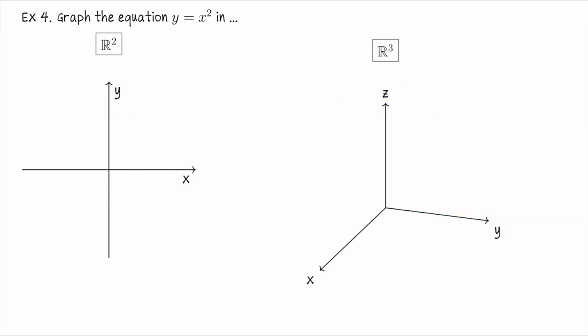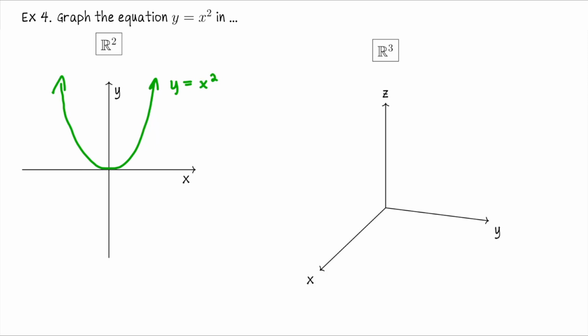Let's look at a similar example. So let's graph y equals x squared in R2, and then we'll move it over to R3. Okay, so starting in the xy plane, we know that y equals x squared is the parabola that looks like this. So let's sketch what this would look like in R3.